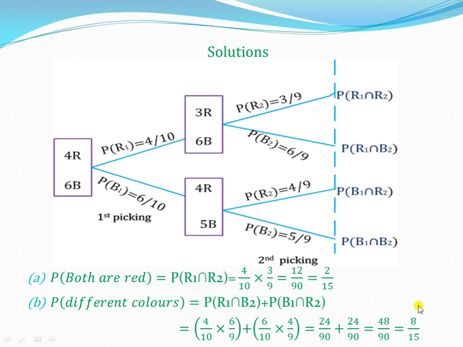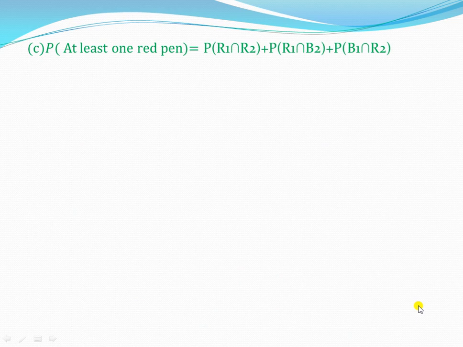Let's look at part C. Part C of the question. What does part C want? Part C says at least one red pen. Now, when we say at least one red pen, like we said in question 1, it means either one red pen or more. But remember, we are picking a maximum of 2 pens. So we are either going to pick one red pen, and we can also pick all the 2 red pens.